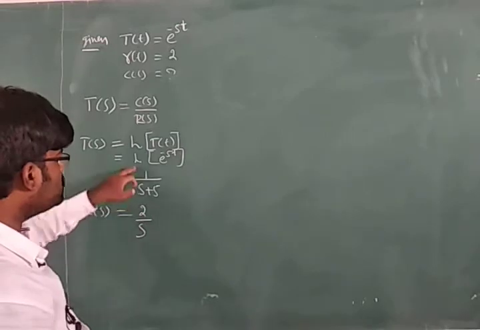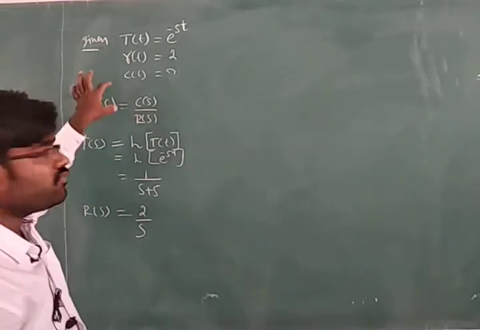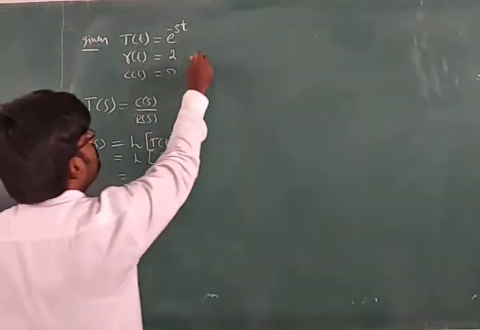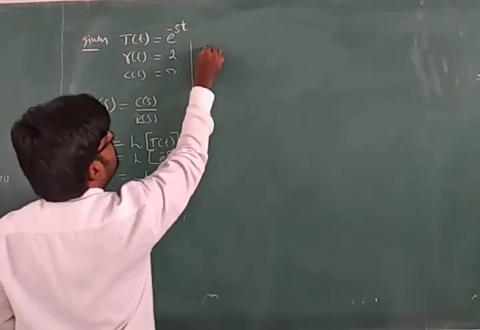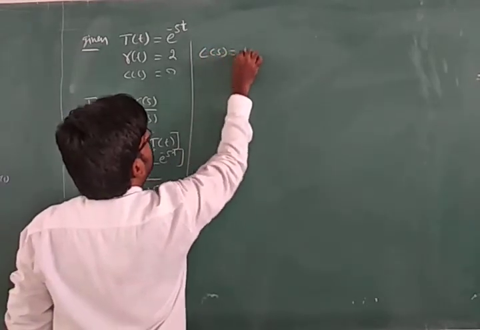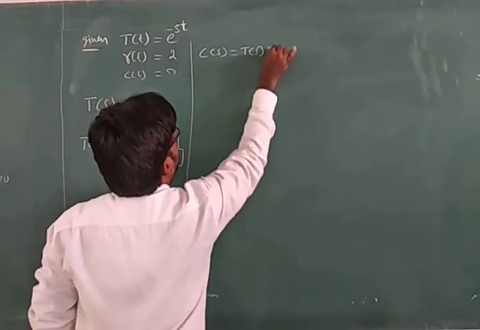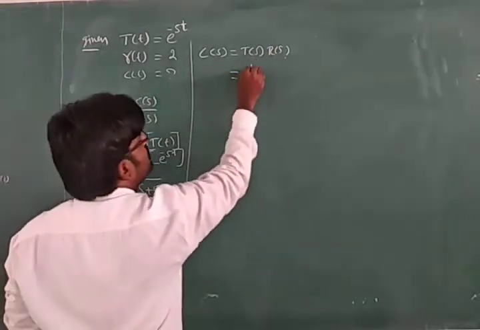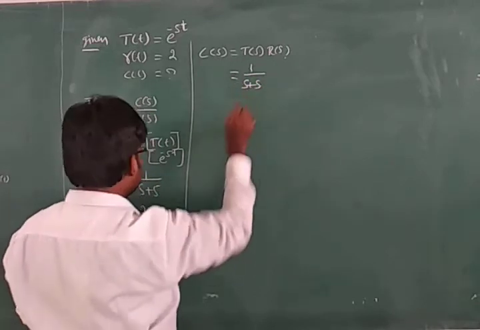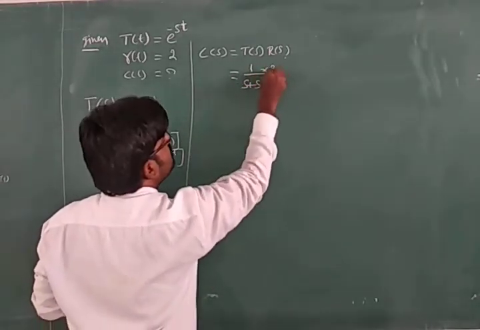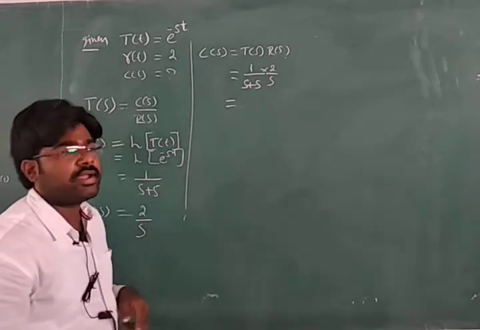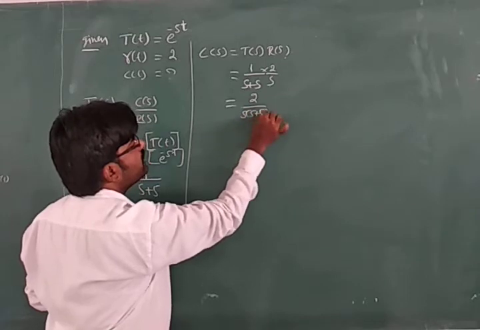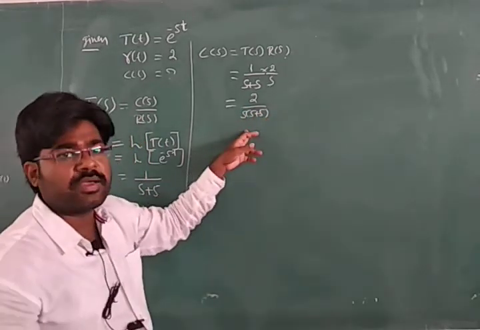Now use these two equations in the transfer function. Before that, write the transfer function formula in terms of c of s. So c of s is equal to t of s into r of s. You know the value of t of s. What is the value of t of s? 1 divided by s plus 5. What is the value of r of s? 2 by s. So what are you going to get here? 2 divided by s into s plus 5. Right? 2 divided by s into s plus 5.